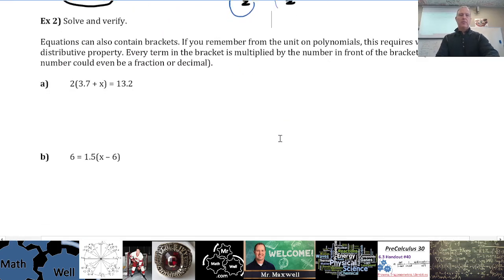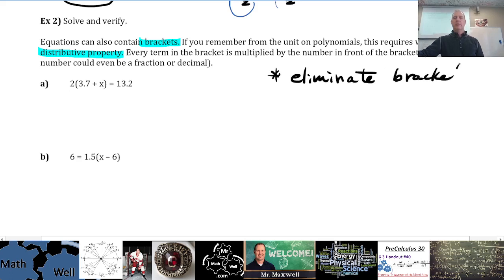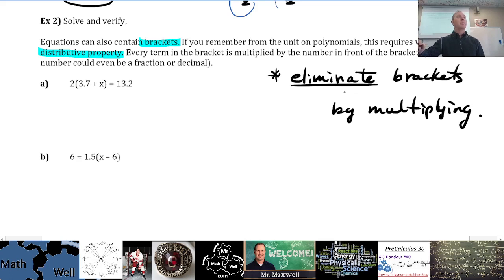Example 2, solve and verify. Equations can also contain brackets. If you remember from the unit on polynomials, this requires us to use the distributive property. So we have to multiply into the brackets to each term. Every term in the bracket is multiplied by the number that's in front. The number could be a decimal or a fraction as well. So we do need to eliminate brackets. Try and eliminate brackets in order to simplify. So eliminate brackets here by multiplying.